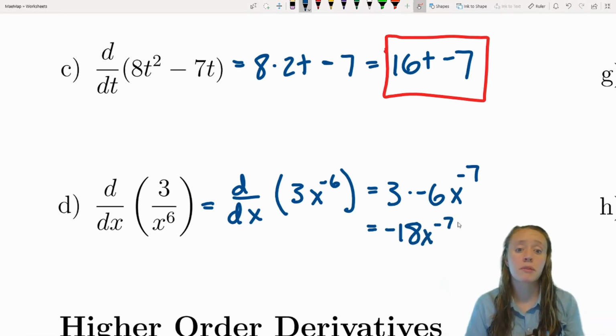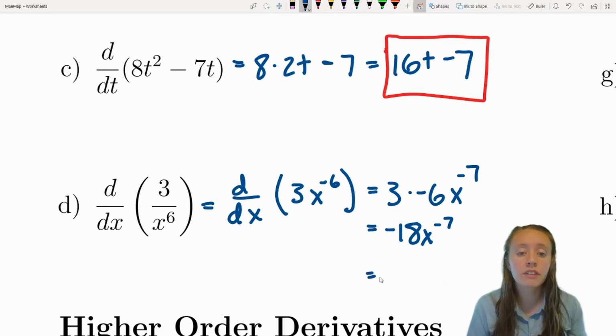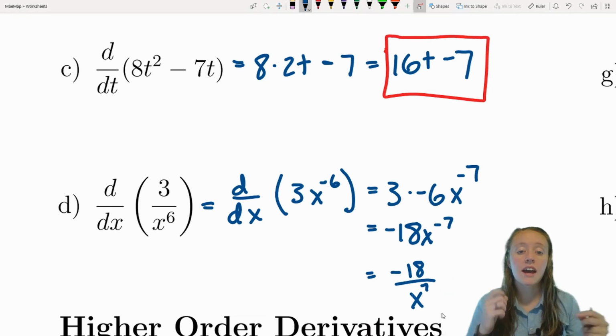And as you guys are probably getting to know me now, I don't like to have negative exponents in my answer. So I'm going to rewrite this as negative 18 over x to the 7th, putting that x to the 7th as a positive exponent in my denominator.